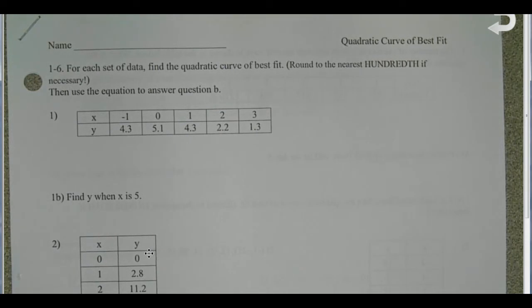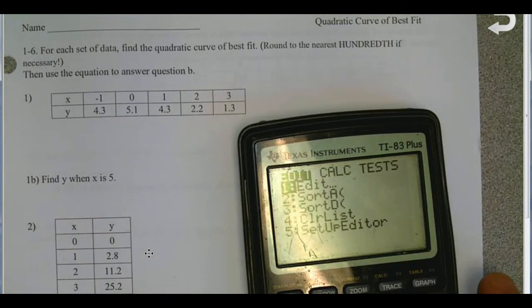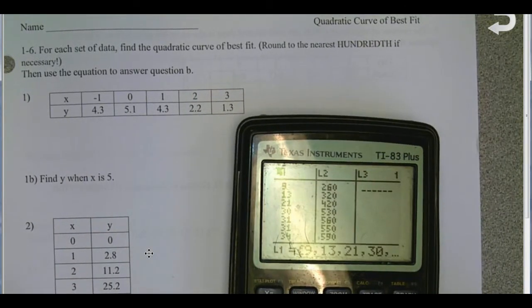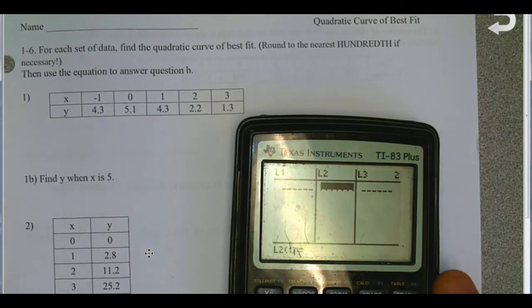There's just one little change, and that is when we go to stat edit. One of the things that I didn't cover yesterday is make sure you don't hit the delete button. You want to hit the clear button. So if I want to clear out a list, I hit the clear button. That way the L1 and L2 don't go away. But when I do quadratic curve of best fit, instead of stat edit, stat calc 4, because that's linear, I want to do stat edit, stat calc 5.